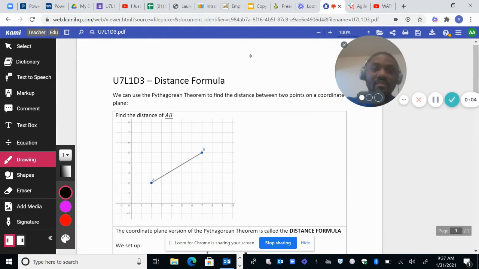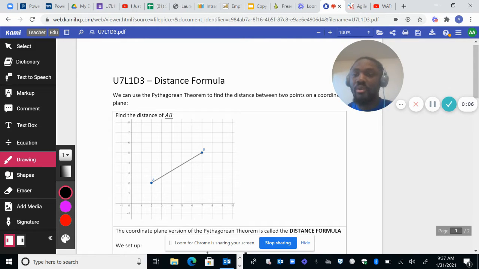Good morning, class. Today we're going to work on how to find distance when you are given 2 points and you join them to get a line segment. So how do we find the distance of that line segment? Here we have the line segment AB. Then how do we find this?